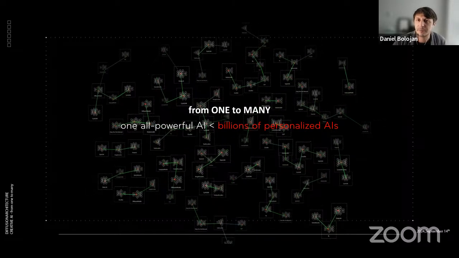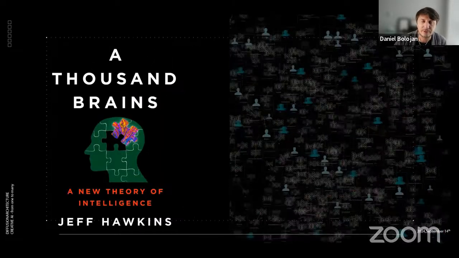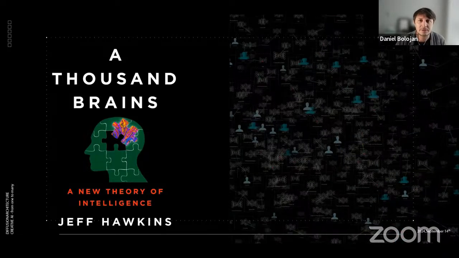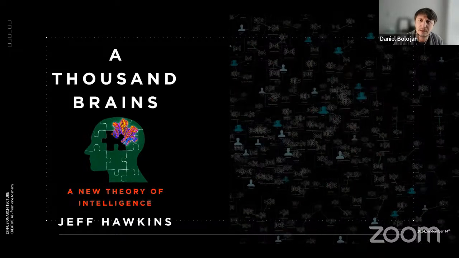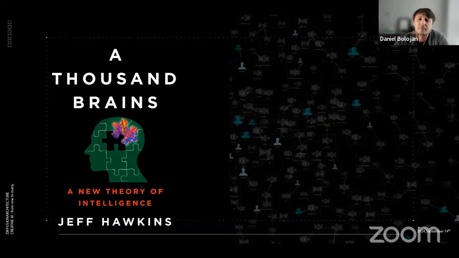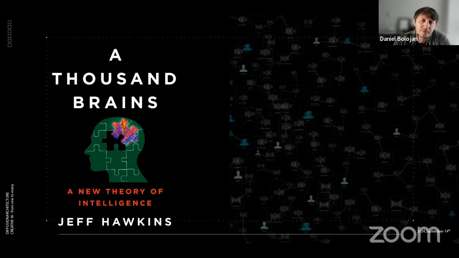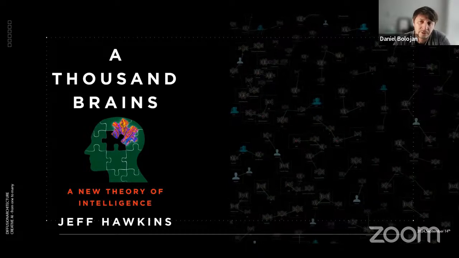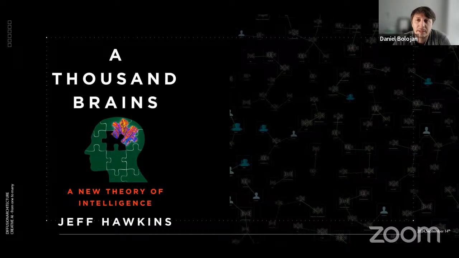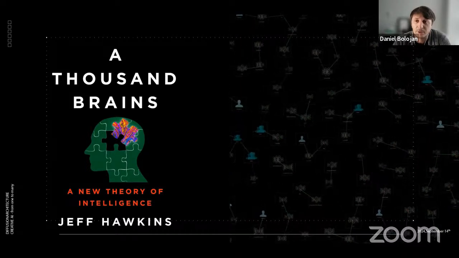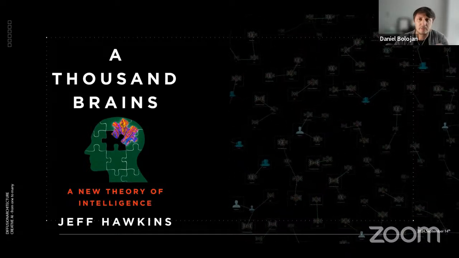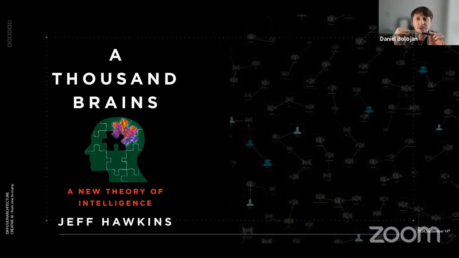Okay, but this is also a sort of understanding of intelligence where, rather than thinking about intelligence as something that is very brain-centric, and this was a very dominant understanding, Jeff Hawkins comes up with a theory about intelligence where he's saying that intelligence is not brain-centric, but emerges as a consensus between multiple smaller brains.